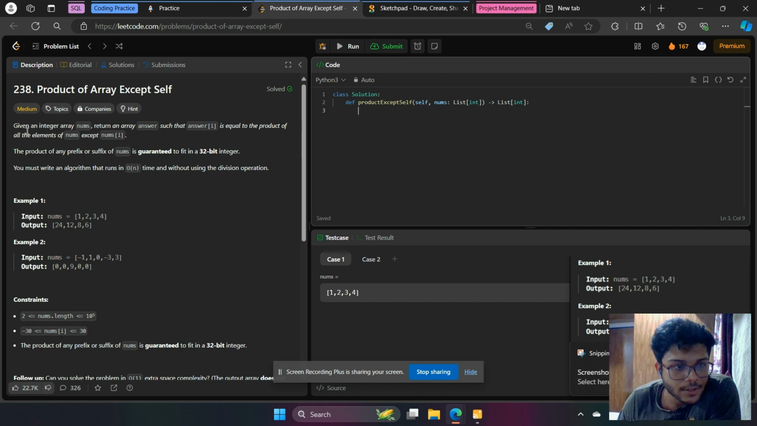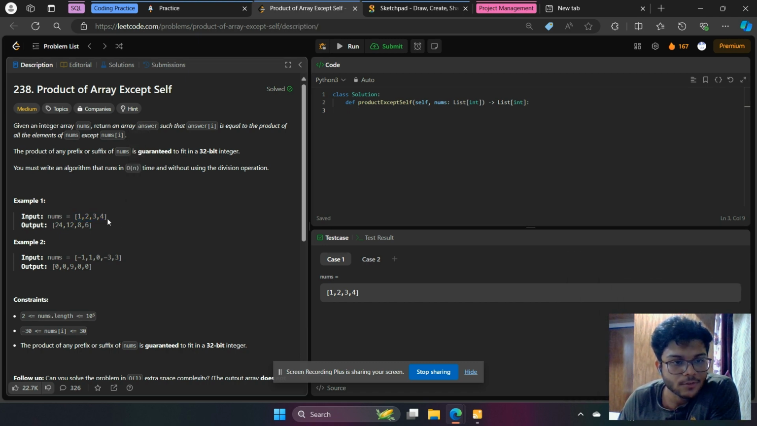So we have an integer array nums as an input, and we have to return an array answer such that answer of i is equal to the product of all the elements of nums except nums of i. So in the first position of the answer, we have to return the product of all the other positions of the array.